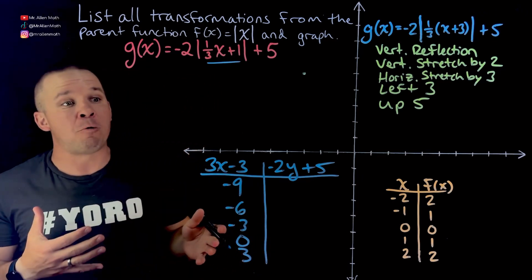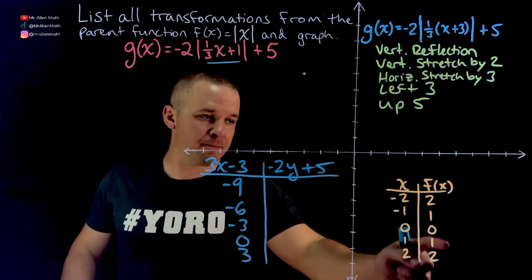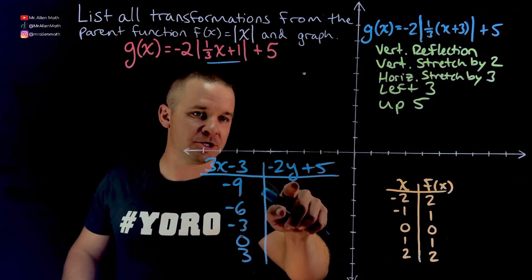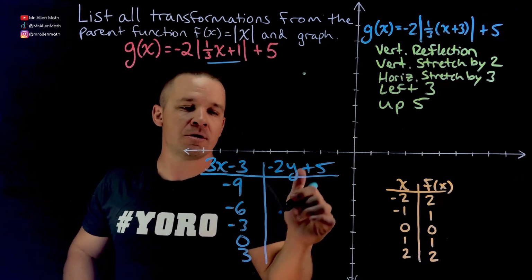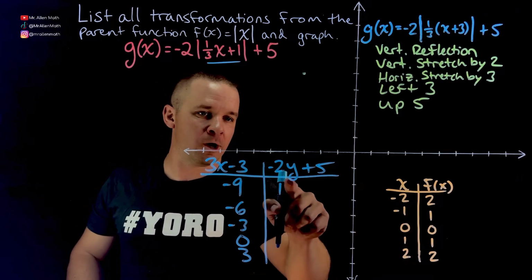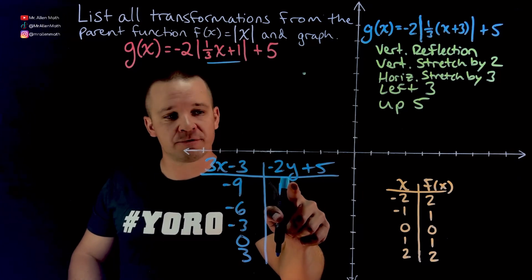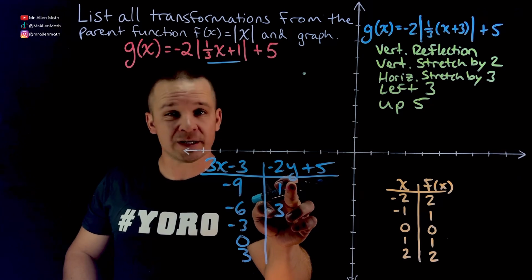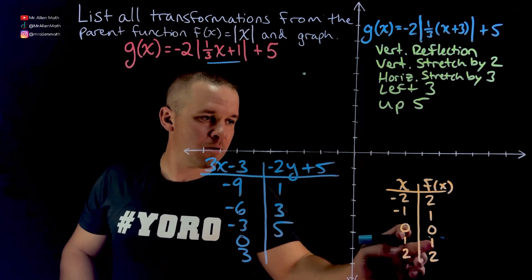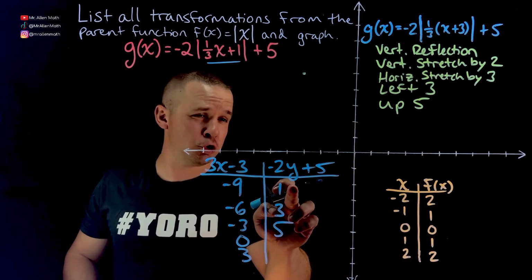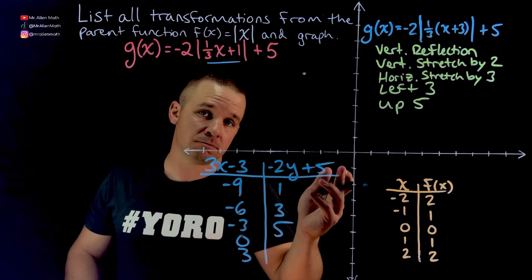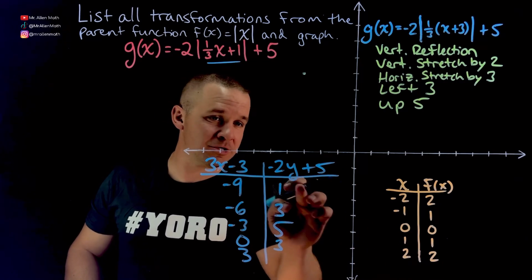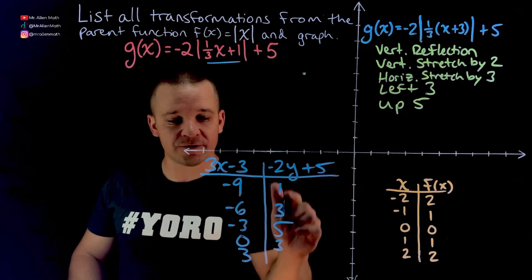All right, now my y's. So here I'm going to be plugging in these values. If I plug 2 in, negative 2 times 2 is negative 4, plus 5 is 1. Plug in 1, I get negative 2 times 1 is negative 2, plus 5 is 3. Plug in 0, that's gone, just left with 5. Plug in 1, I get negative 2 plus 5 is 3. Plug in 2, negative 4 plus 5 is 1.